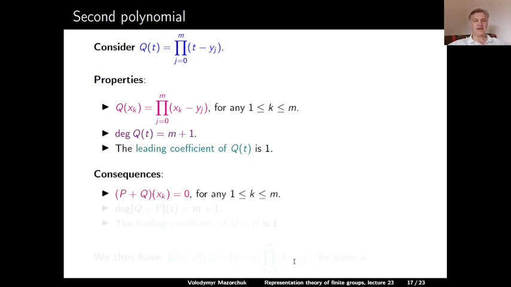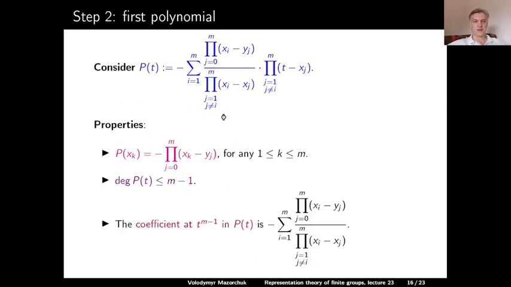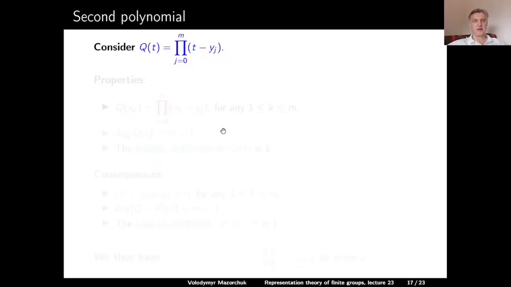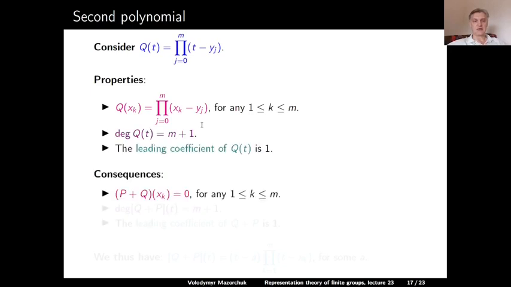Consequently, if we add up p and q, then the value of p at xk was minus this, so here we have the minus sign, and the value of q is with a plus sign, but then the same expression. So p plus q at xk is equal to 0 for any k between 1 and m. The degree of p plus q is obviously m plus 1, because p has much smaller degree, at most m minus 1. And the leading coefficient of p plus q is 1.